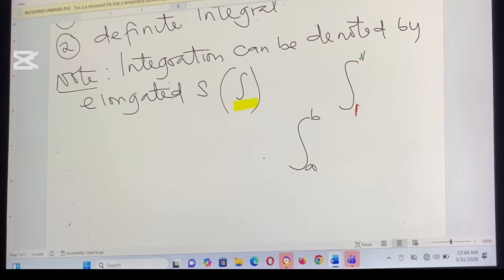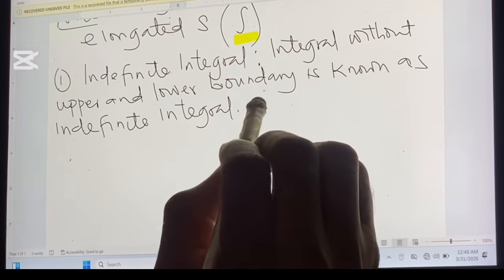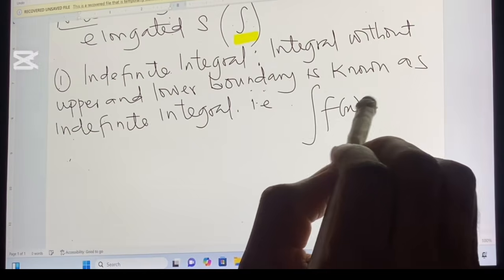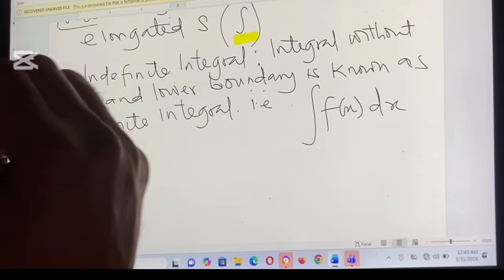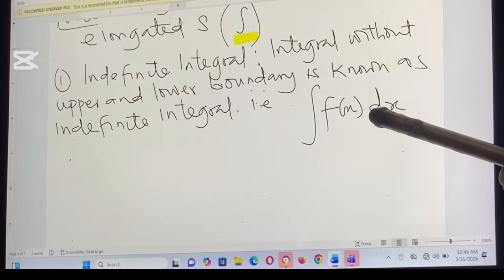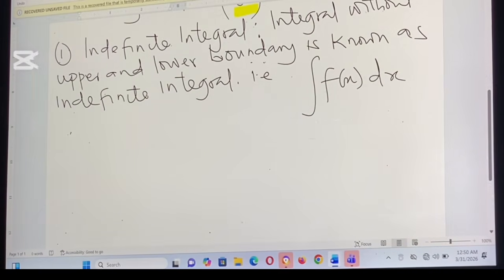Please write indefinite integral. Let's take a note here, class. An integral without upper and lower boundary is known as an indefinite integral. That is, the integral of f of s ds. So whenever you have an integral without upper boundary and without lower boundary as of this, we call that integral an indefinite integral.